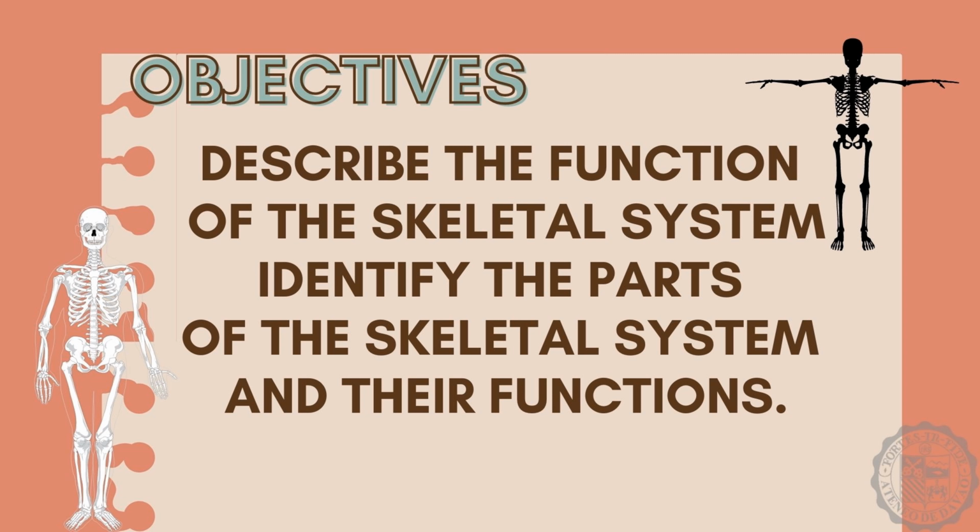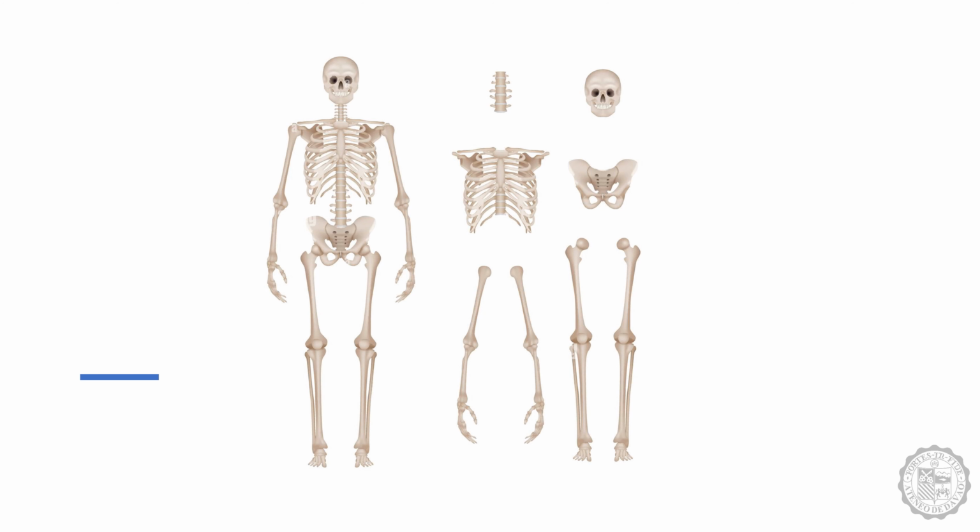Today's objectives are: describe the function of the skeletal system, identify the parts of the skeletal system and their functions. What would you look like without your skeleton? Well, you would have a very different shape. Your vital organs would be unprotected, and you would move in a different way.